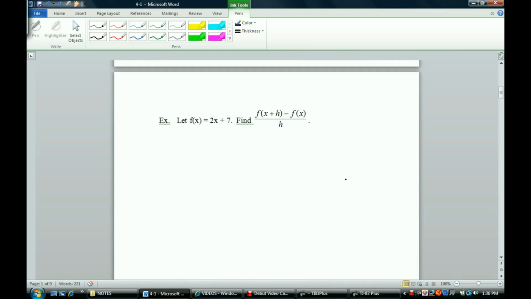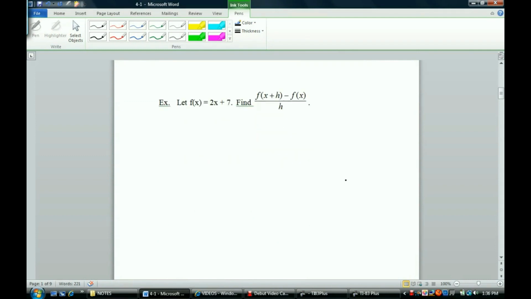So here's the first one. We're going to find f of x plus h minus f of x over h. This is actually a slope formula in calculus, so if you're planning on taking calculus in the future, this is something that you might see. So first thing we want to do, we want to find f of x plus h.